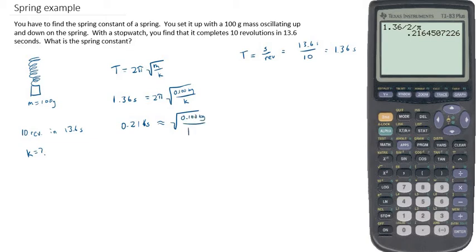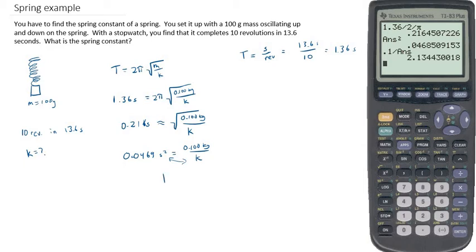kilograms over k. So now, my opposite operation to undo that square root, of course, is to square both sides. So if I square this, I get 0.0469 seconds squared is equal to 0.100 kilograms divided by k. Now I can switch out k with this other number. If I multiply both sides by k and divide both sides by this number, then I really have to do 0.1 divided by that answer.